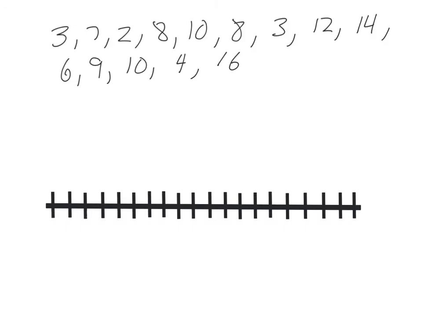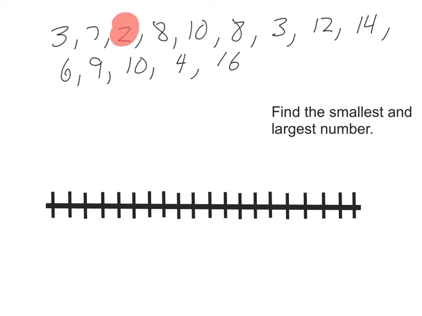The first thing I need to do is find the smallest and largest number. So I can see that 2 is my smallest and 16 is my largest. So I just need to make sure that I start with 2 and end with 16. It can go smaller than 2 and larger than 16, but those have to be in there.